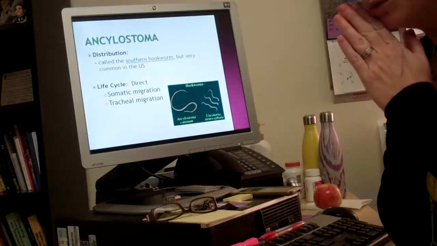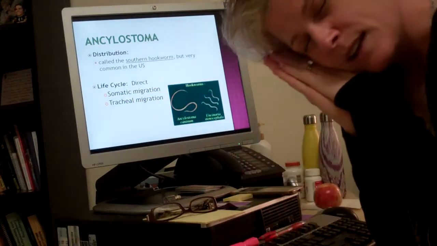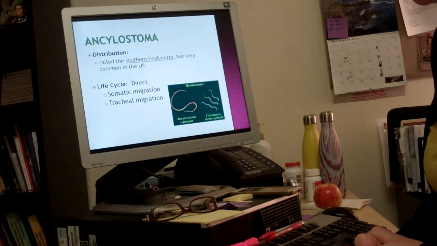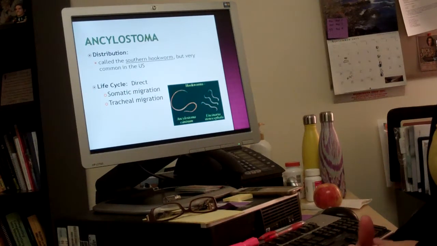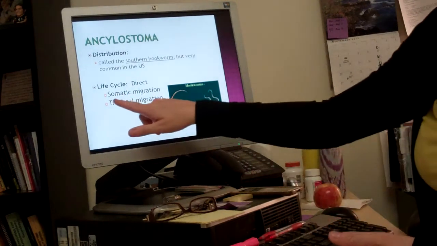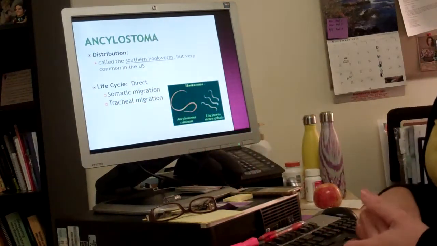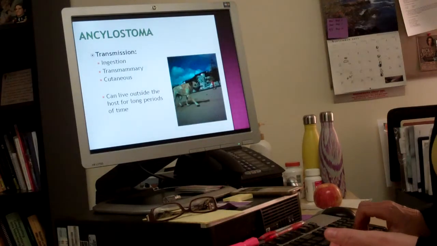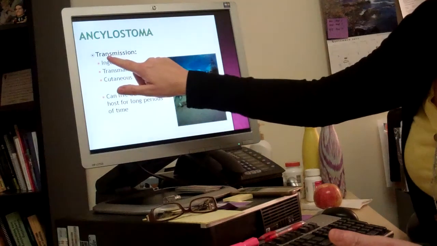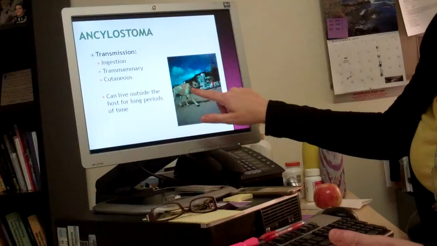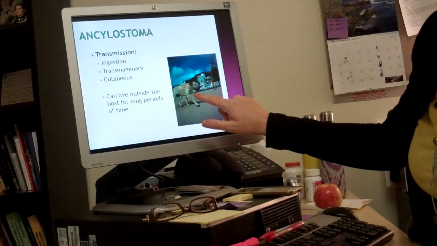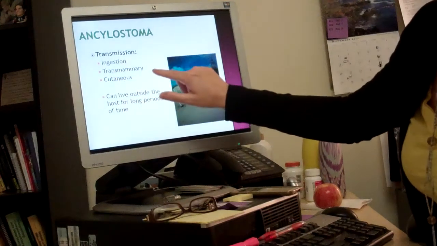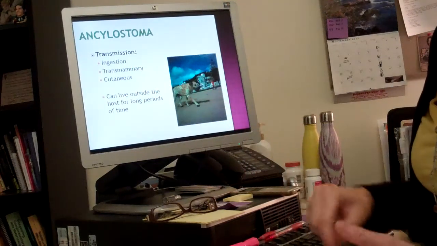somatic migration, that means some larva must have gone hibernating in hopes that something woke them up, and also tracheomigration. Ultimately, you know that these are direct life cycles. Transmission. We need to ingest, that dog or that cat needs to ingest the infective stage of the parasite. We also have the possibility of transmammary transmission.